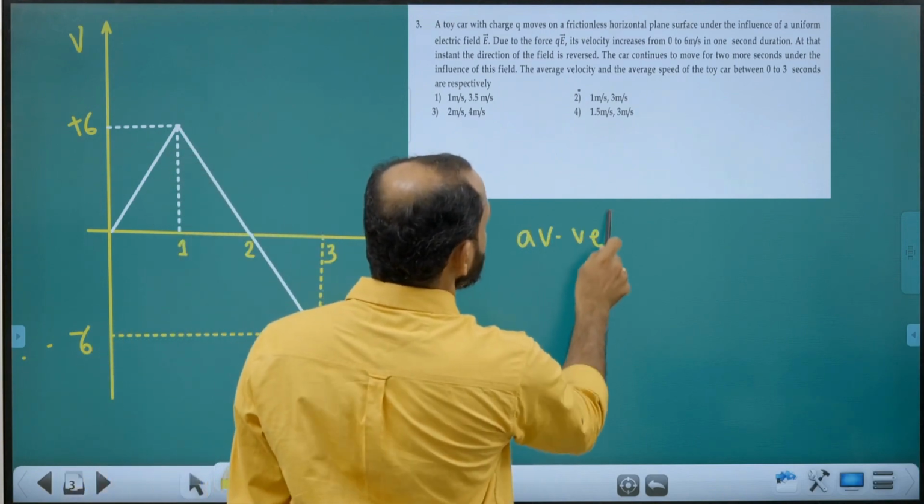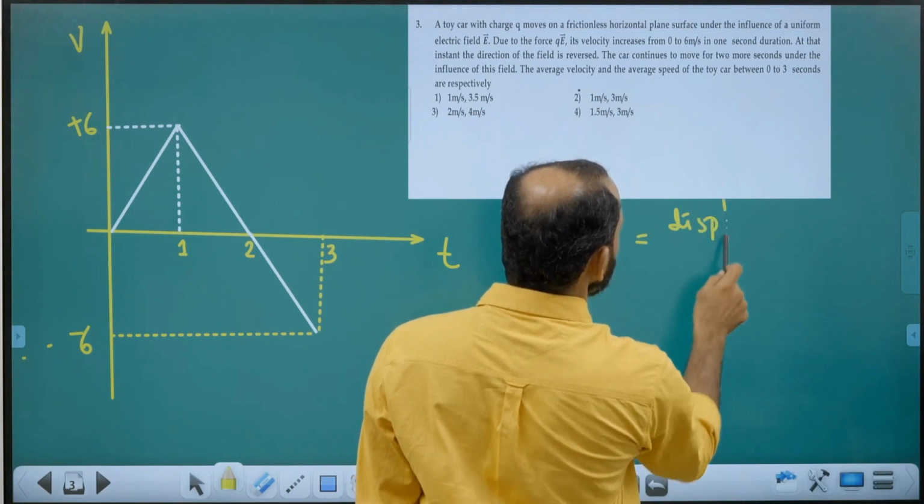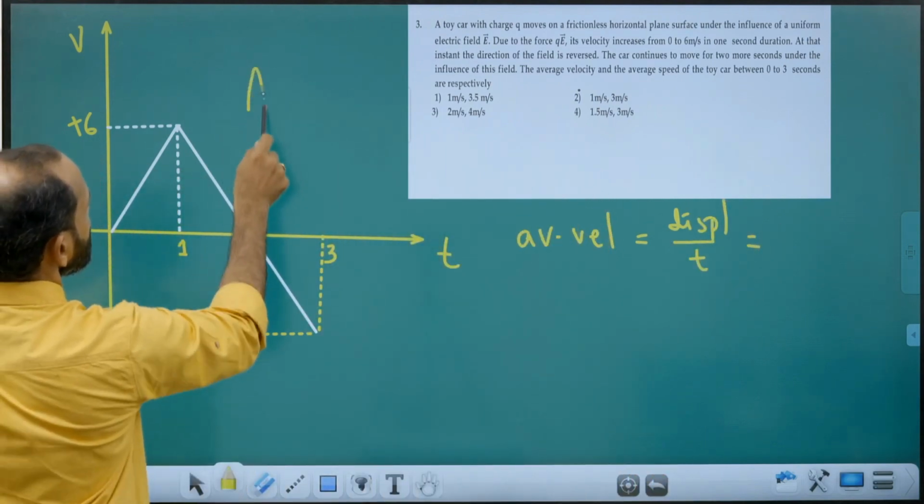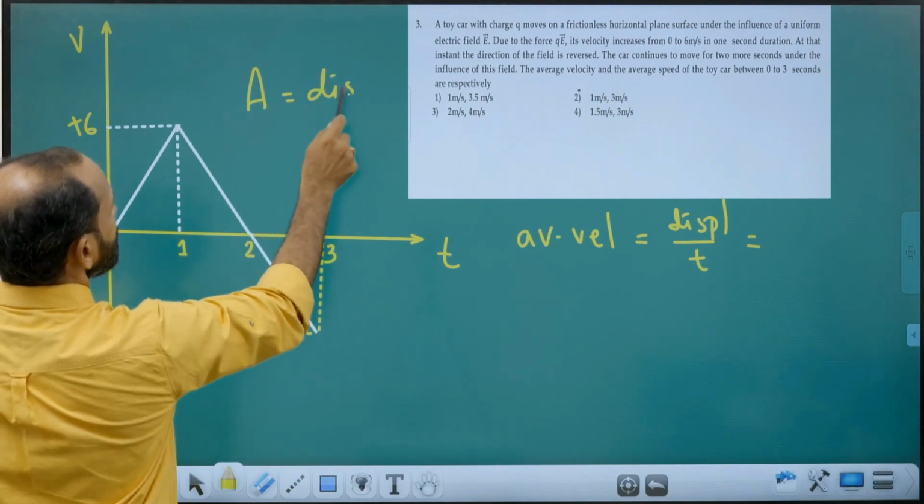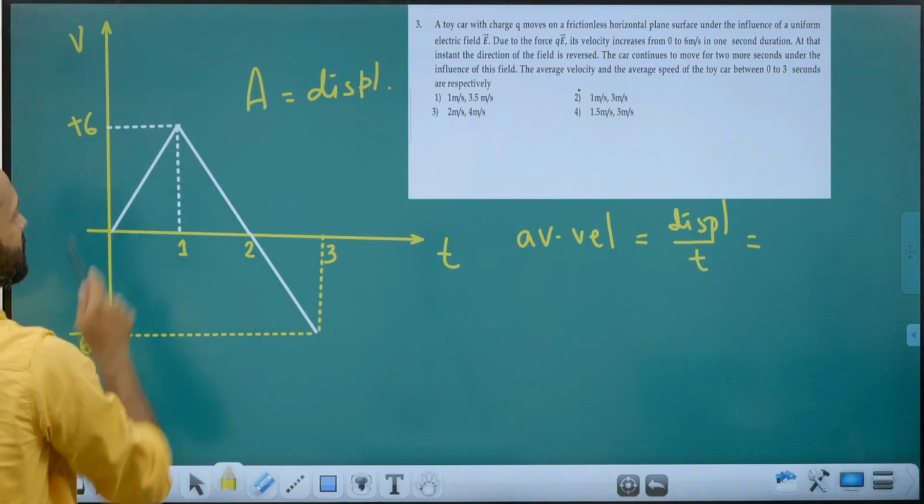Average velocity is equal to displacement by time. What is displacement? Displacement means area. The area under the velocity time graph gives displacement.